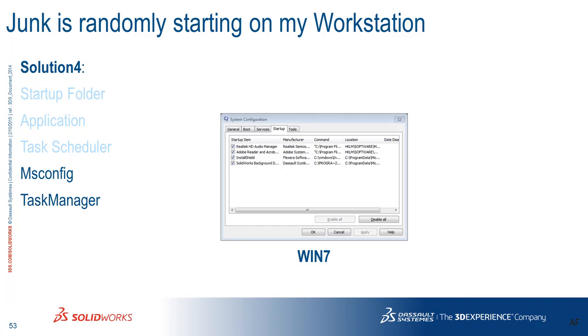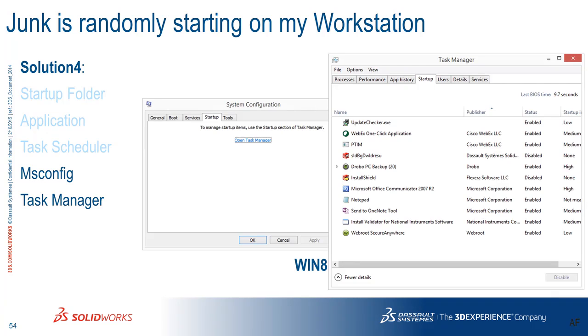All right. So in Win 7, when you use the MS Config tool, all you do is go to your run command and type in MS Config. The tool will come up, and in Win 7, there's a Startup tab, and you can disable any of the things starting up in that tab. Here you'll see I've got Realtek HD Audio Manager, the Adobe Reader, Install Shield, and the SolidWorks Background Loader.